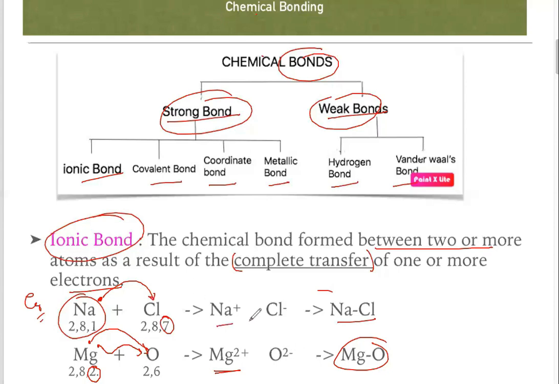So these positive ions are called cations, and negative ions are called anions. What are cations? What are anions? Cations are the species which are positively charged, and anions are the species which are negatively charged.